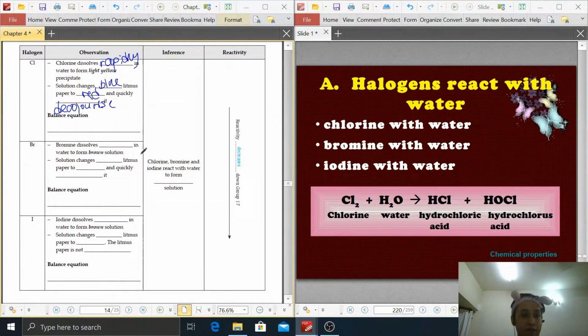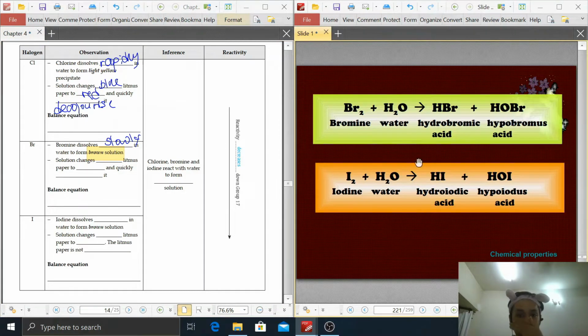And then for bromine, chlorine was rapid, so bromine dissolves slowly to form a brown solution. Remember all the colors of the solution, it's going to be important. It changes blue litmus to red and quickly decolorizes. The balanced equation is this one. You're going to get hydrobromic acid, HBr, and hypobromous acid, HOBr.